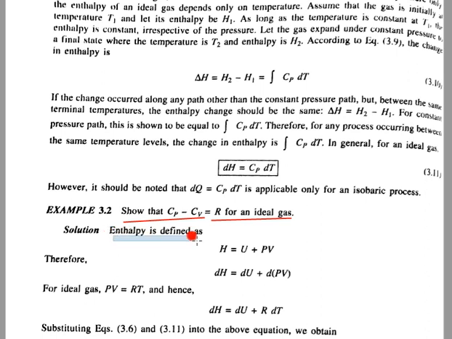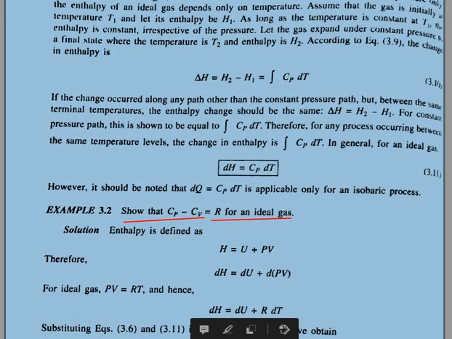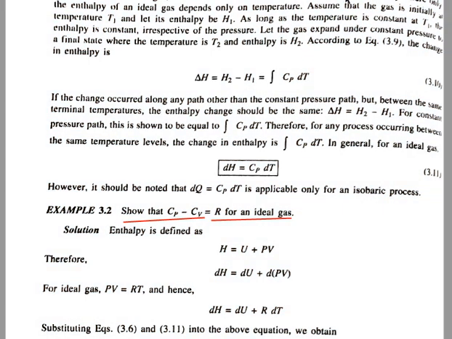Enthalpy is defined as, how can we define enthalpy? Enthalpy is defined by H is equal to U plus PV. We know that the enthalpy is given by this equation. H is equal to U plus PV, internal energy and product of the pressure and volume. So therefore the difference at any point, okay, so dH is equal to dU plus d(PV).